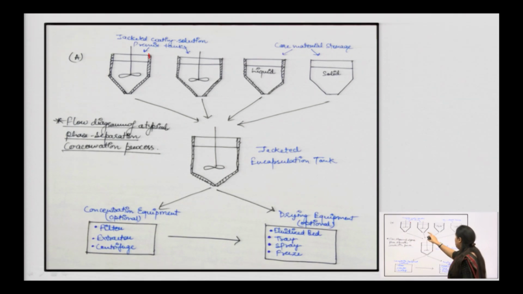So, liquid, solid, core material storage is here. If you have liquid, then you can have different separate containers, through which you can have this polymer solution chamber and the third component chamber. Here you will mix all together and agitate well.